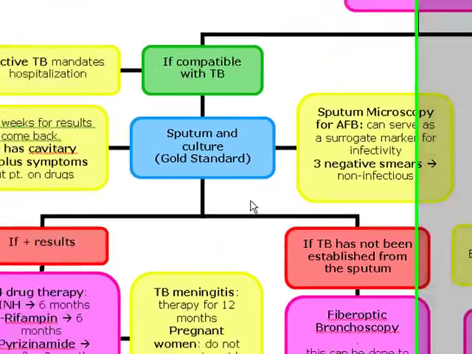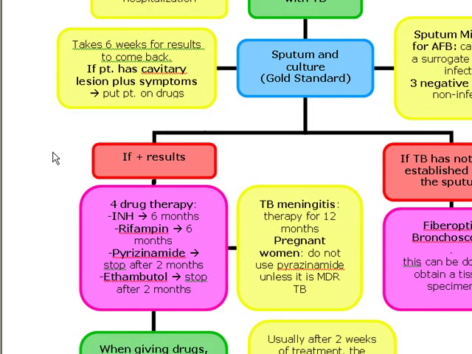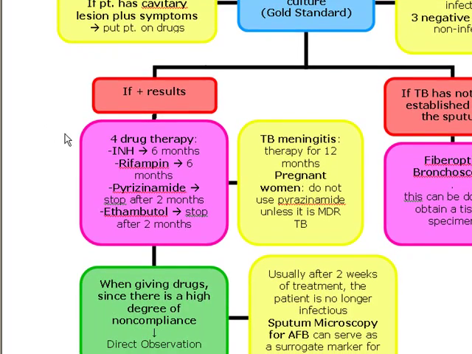Now, once we do the sputum and culture, if the patients have a positive result, we have to start them on a 4-drug regimen therapy. The reason we do this is because TB is oftentimes resistant to single drug therapy, so we have to give them a 4-drug therapy, okay? And that includes INH, and we remember that with INH, we have to give them B6 because the side effect of INH is what? It's a peripheral neuropathy, right? The second drug we give is rifampin. We also give pyrazinamide and ethambutol.